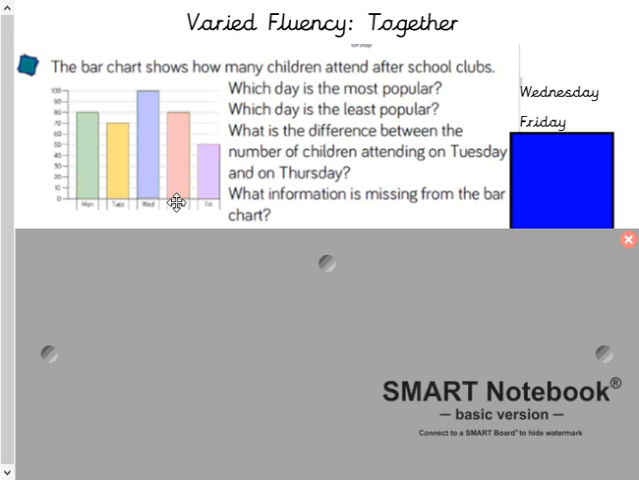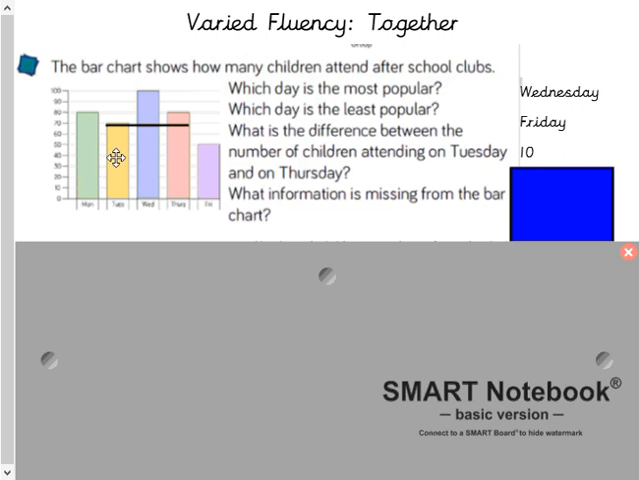Now, do you remember we said there are 2 ways to do this? We can either find the total value of Thursday and the total value of Tuesday and take one number away from the other. So we've got 80 people on Thursday and 70 people on Tuesday. So the difference is, of course, 10. There we go. But there's another way that I've shown you that I like to do it as well.